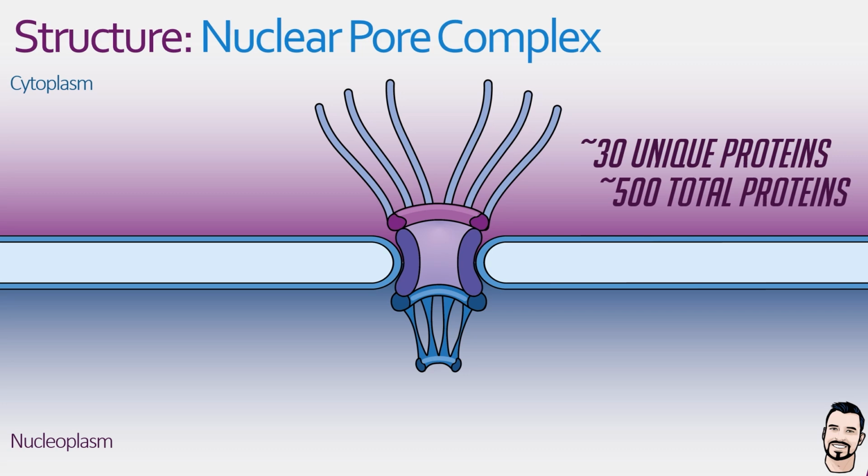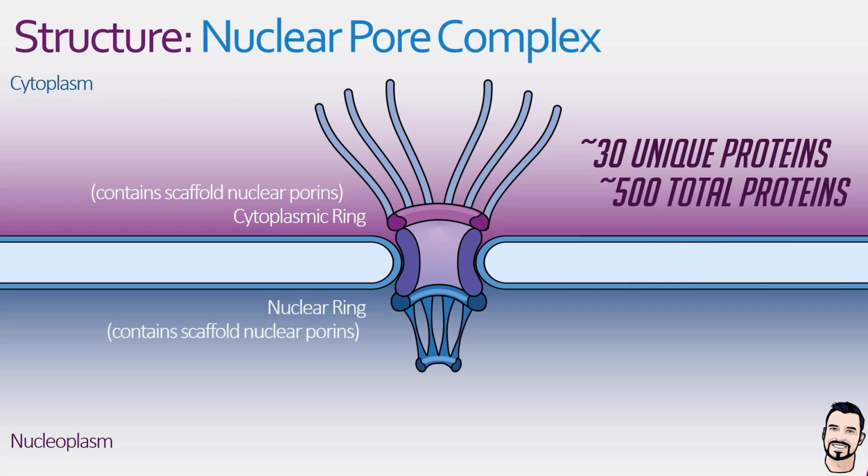So if we break this down, starting on the cytoplasmic side, we find the cytoplasmic ring. Now, as the name suggests, it's located on the cytosolic surface of the nuclear envelope, helping to anchor and stabilize the entire structure. On the nucleus side, there's a matching ring called the nuclear ring. It's built from the same types of nucleoporins as the cytoplasmic ring, but positioned on the inner surface of the envelope facing the nucleoplasm.